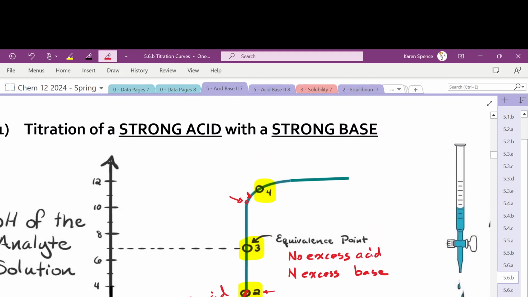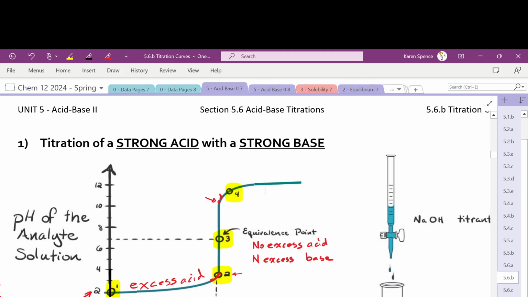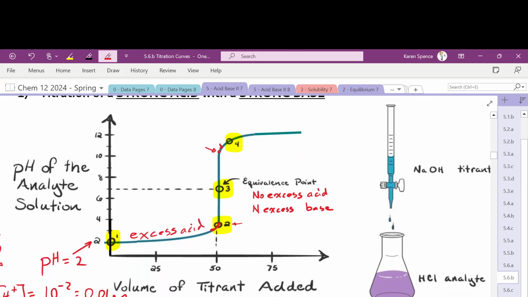Why is the pH so high from point 4 onwards? Well, what are we doing? We're still adding titrant. And what is the titrant? The NaOH. So we're still adding NaOH. So we had excess acid. We neutralized all the acid. And now we have excess base.